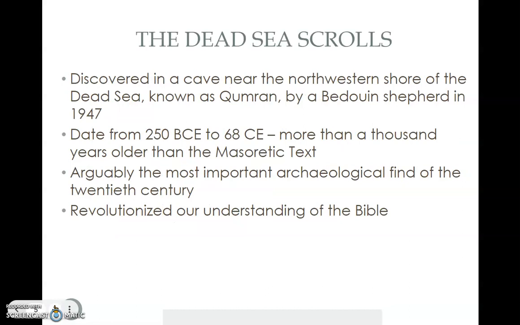Let's talk about the Dead Sea Scrolls. The Dead Sea Scrolls were discovered in caves around the shores of the Dead Sea. The discoveries began around 1947, and as I said in the previous slide, they lasted several years. It did not all happen at the same time. The scrolls were copied between the year 250 BCE to 66, 67 of the Common Era.